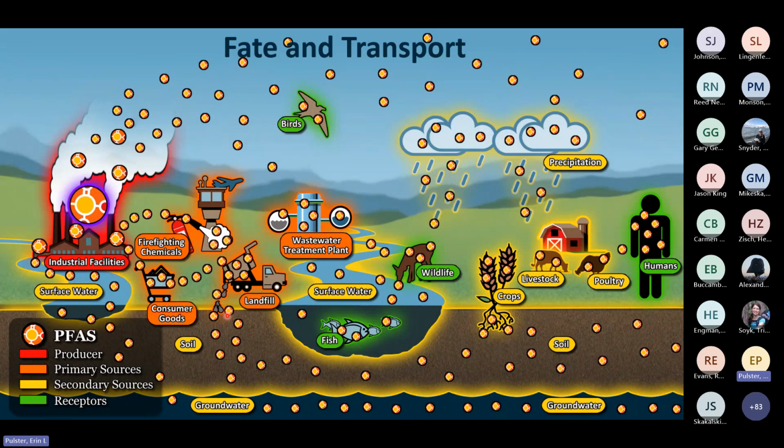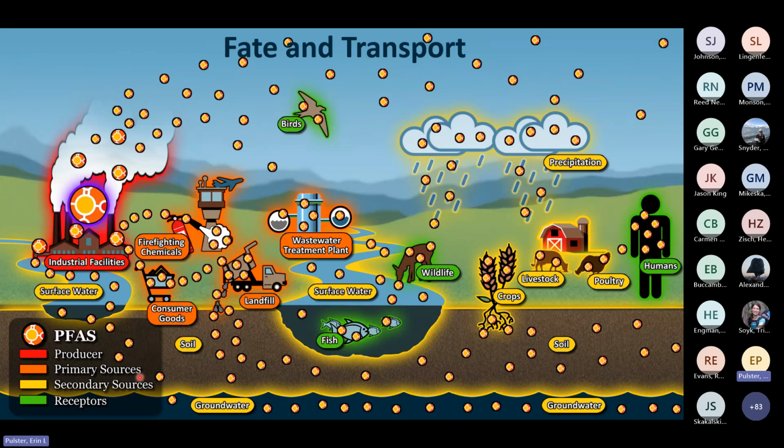So fate and transport of PFAS in the environment. Essentially, the consensus is, since there's so many products and uses of these things, the primary producer is industrial facilities. So those companies that make them, 3M, DuPont, those sorts of things. And then there's what we call primary sources, which consists of the consumer goods, the firefighting chemicals, landfills, and wastewater treatment plants. It's not that they're making these, but these are basically a primary source of PFAS, where they end up essentially and what is releasing them to the environment.